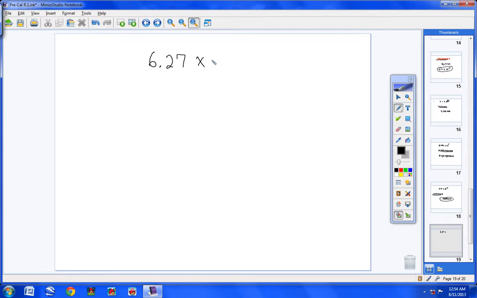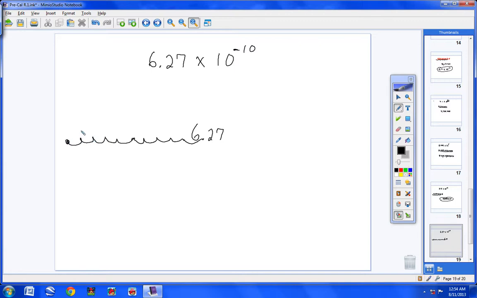6.27 times 10 to the negative 10. All right. Well, notice it's a negative exponent, so I'm not going to move the decimal this way. That would give me a really large number. I'm going to move it this way, which will give me a small number. So 6.27, and I've got to move it 10 places. So 1, and then 9 more. 2, 3, 4, 5, 6, 7, 8, 9, 10.